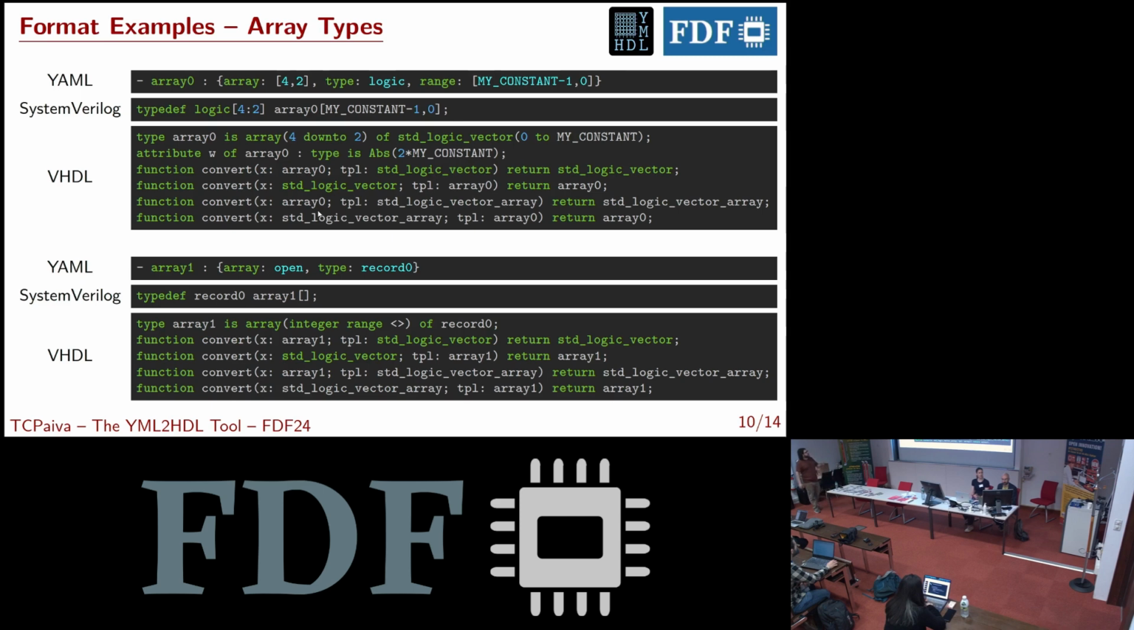And also you have array types. The array can use any kind of type that I mentioned before. And also you see that for VHDL, you have helper functions for arrays. And there is a nice thing: I define a type, standard logic vector array, which is an array of bit vectors. So you can also convert between these types.